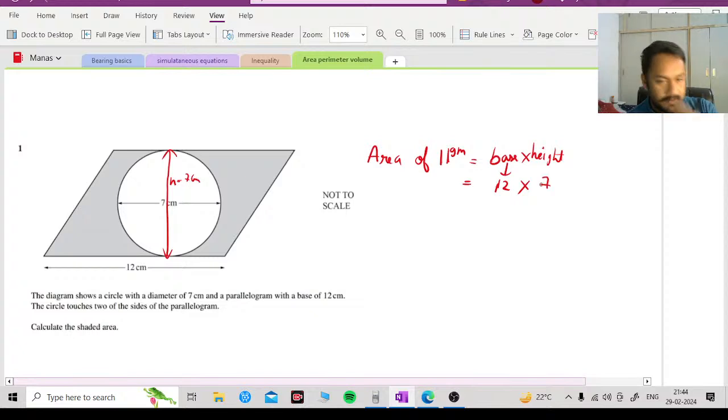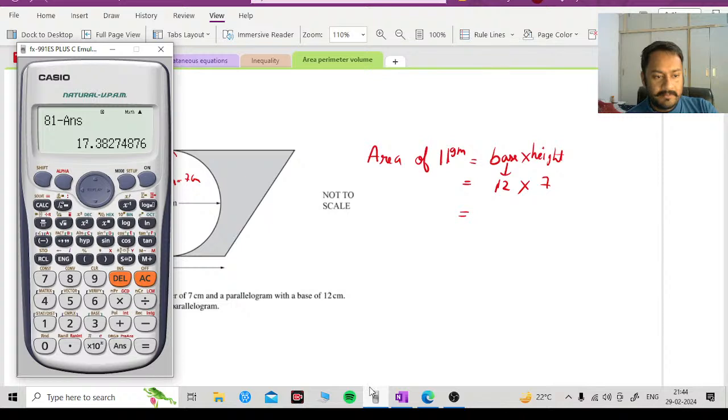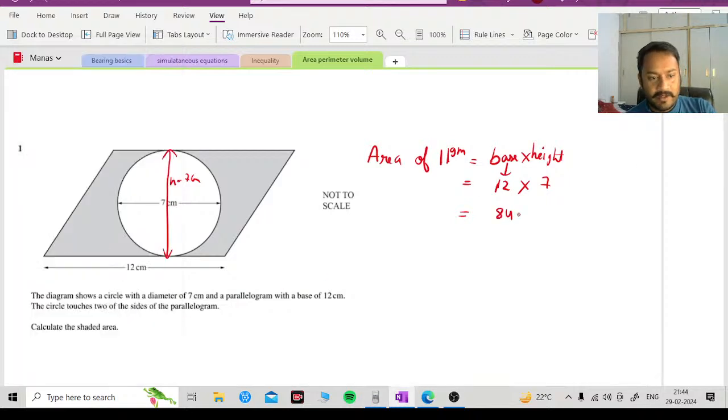So if the height is given to you, you get the area of the parallelogram by just multiplying. So 12 into 7, you get 84 as the area of the parallelogram, that is centimeter square. Now you can subtract the area of the circle. So the area of the circle will be pi r square, as you all know. Right, children? So pi r square is given to you. So pi and then r is 3.5 square.